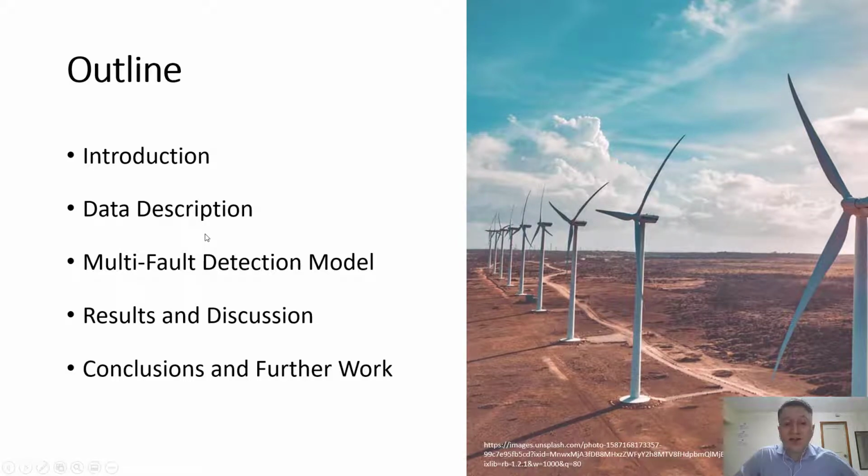First one is introduction, second one is the data description, next we have the multi-fault detection model, next we have results and discussion, and last we have conclusions and the further work.